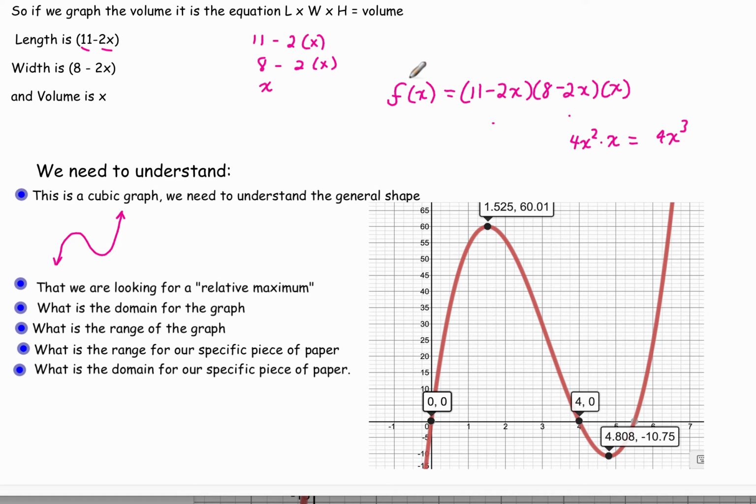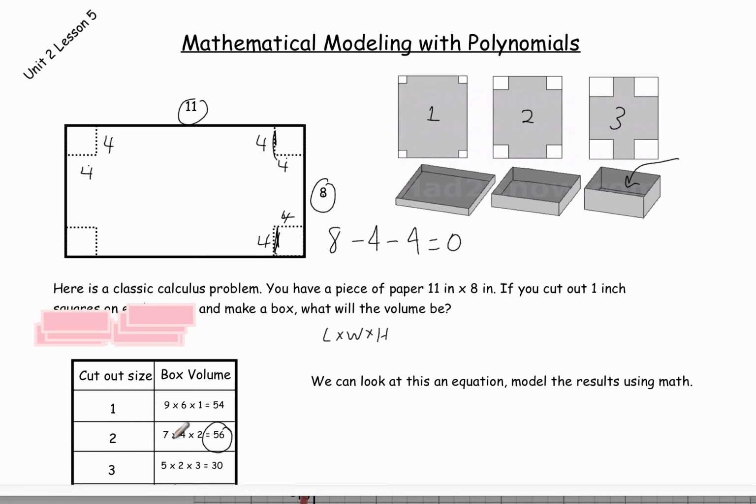All right, so what is this picture telling us about this graph? Well, first of all, it's telling us that the maximum volume is approximately 60.01. That is the highest volume we can get out of this box. And you know when that highest volume is going to occur? When our cuts are 1.525 inches. So we saw over here that when we put 1.5 in, when we put 2 in, we got 56. So in between here, it makes sense that it's approximately 60, right?